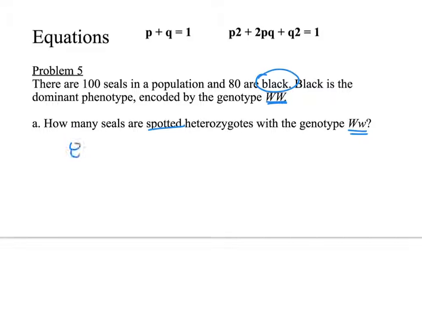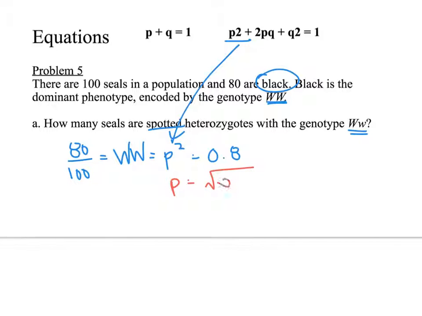We know that 80 in 100 individuals represents the homozygous dominant genotype, which is also represented in the Hardy-Weinberg equation by p squared. So we know that's 0.8, and one thing we can do is solve for p by taking the square root of 0.8. When we do that, we find that p, just on its own, is 0.894. That's wonderful, because the next thing we need to do is figure out q.